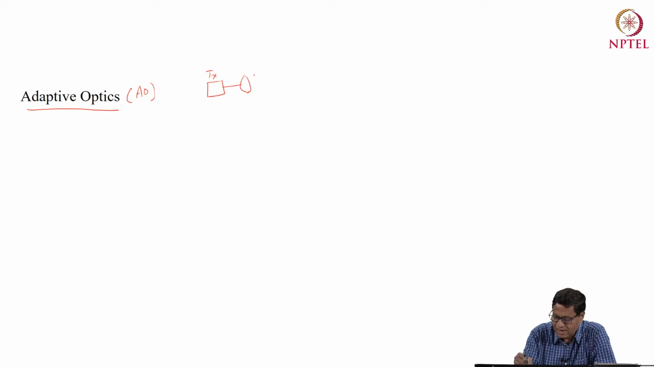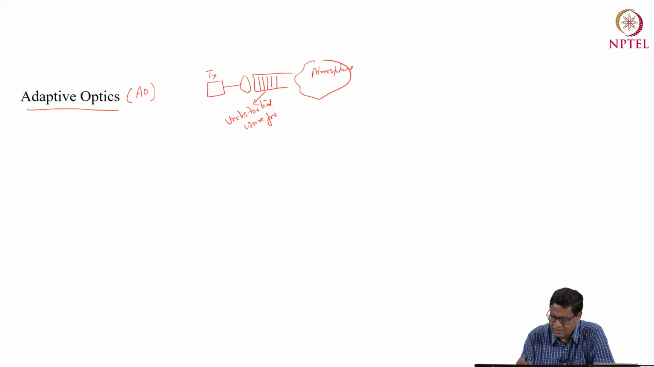this is some sort of lens, and you have an undistorted wavefront which is going into the atmosphere. So this is the atmosphere part. And these are undistorted wavefronts and distorted wavefronts. When they pass through the atmosphere, these wavefronts are distorted. So these are the wavefronts which are distorted.